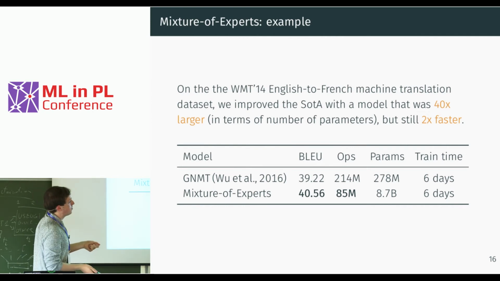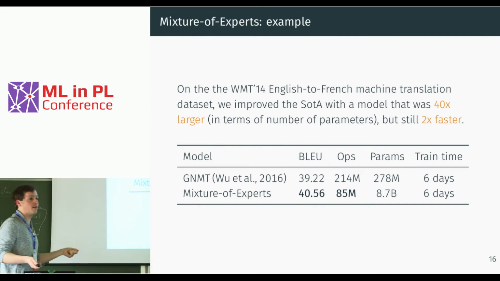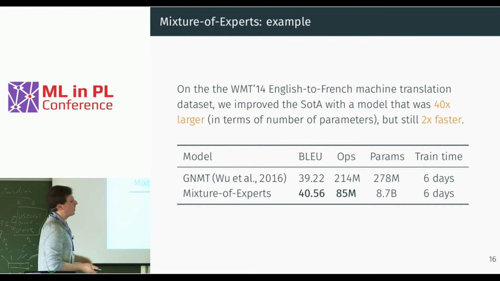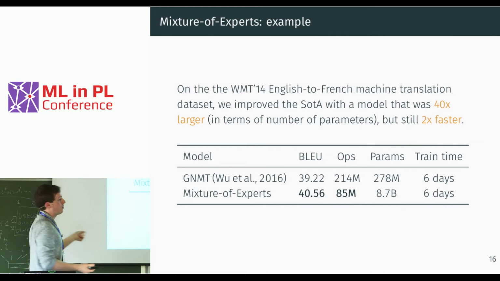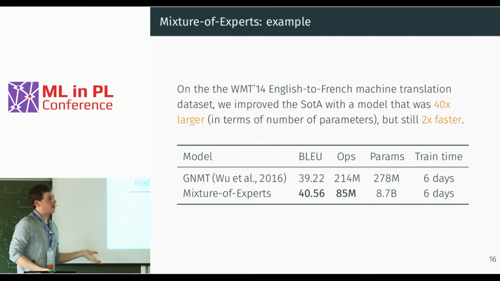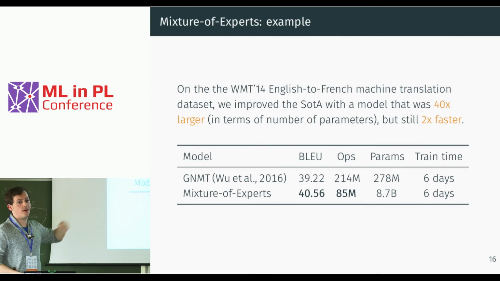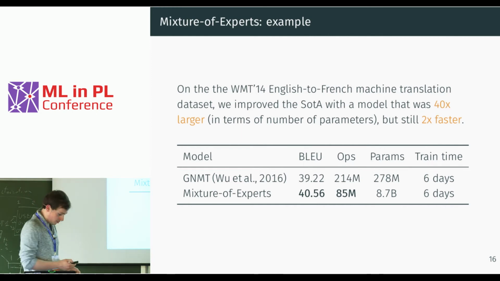So you think about 200 million parameters, it's quite a lot of parameters. It's a good size model. Our model had 8 billion, right? So even if you wanted to train it on one GPU and you didn't care about time, you probably wouldn't be able to, because you wouldn't be able to fit that on a single GPU. But even though it was so large, because of the sparsity, it was actually twice as fast as the previous state-of-the-art model. So that was interesting.